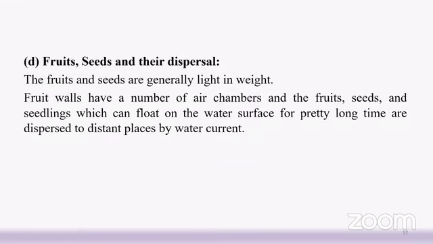Fruit, seeds and their dispersal. The fruits and seeds are generally light in weight. Fruit walls have a number of air chambers. The fruit, seed, and seedlings can float on the water surface for a pretty long time and are dispersed to distant places by water currents. So this is their mode of dispersal for survival.